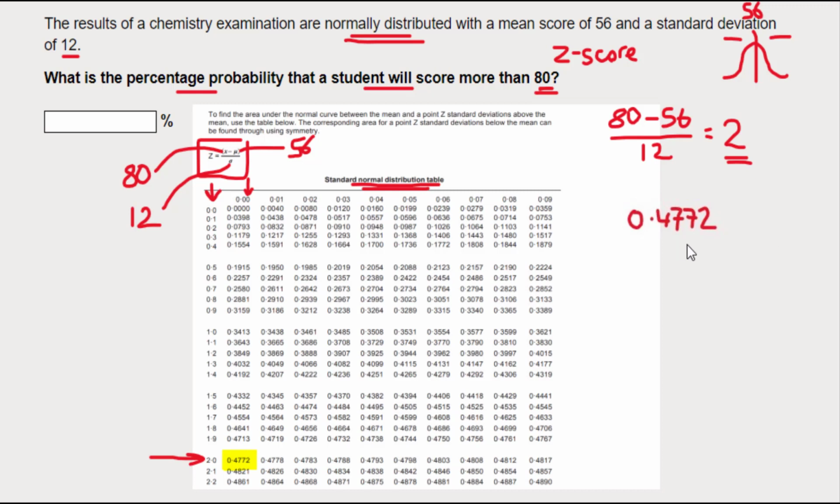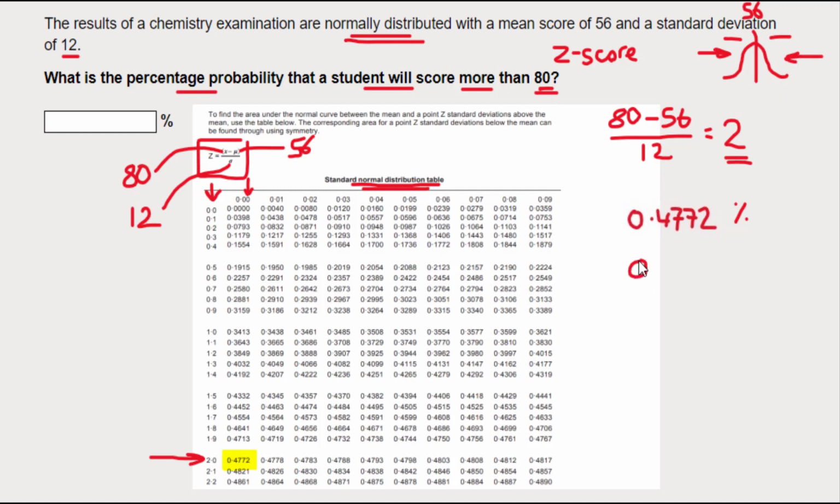Okay, so that's our figure from the normal distribution table, having worked out our z-score of 2. That's our kind of percentage chance of this happening. But because this is a normal distribution, it only looks at half of the graph. Everything is based on 0.5 because we're looking at above or below the mean. And we just want to look at, are we going to score more than 80? So we want to see what are the chances of us being actually this side, above 80.